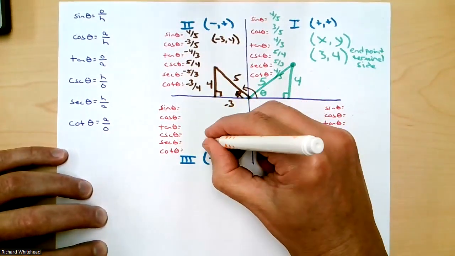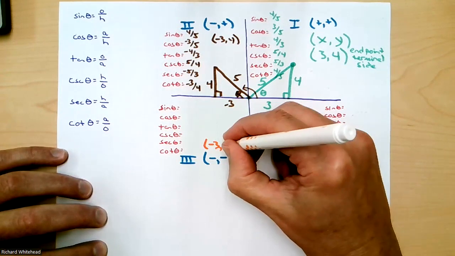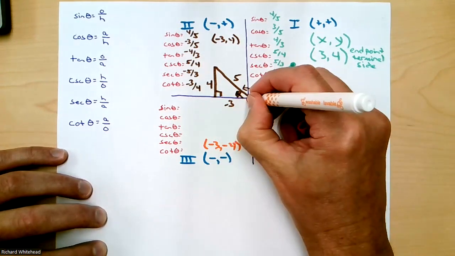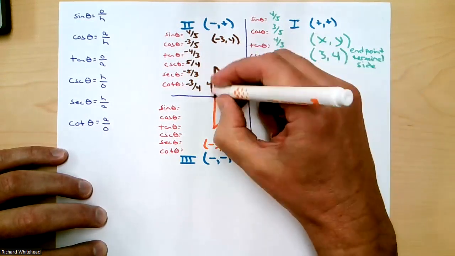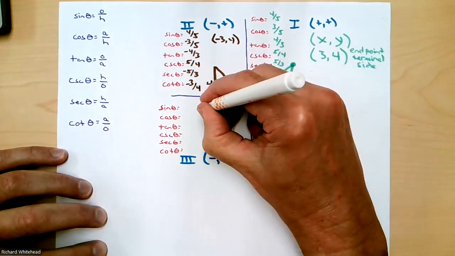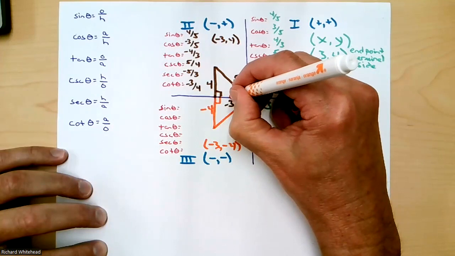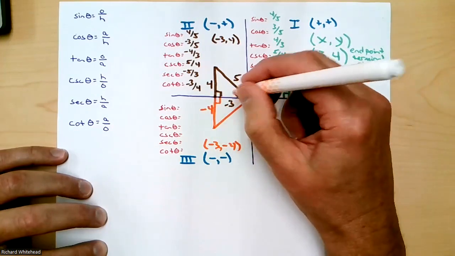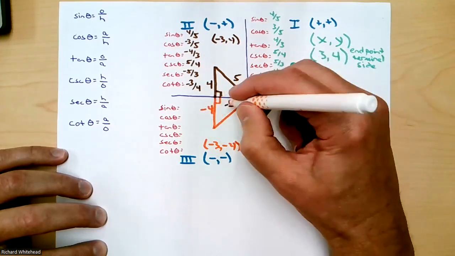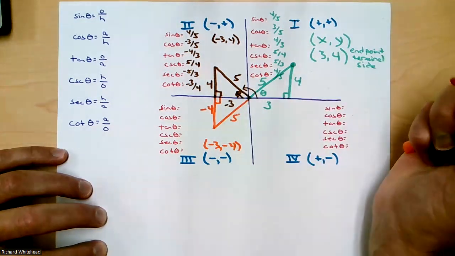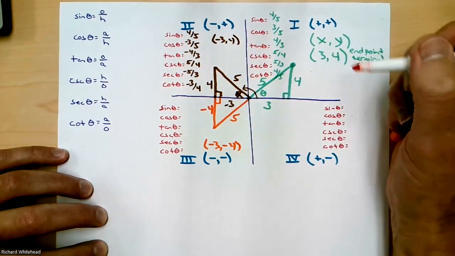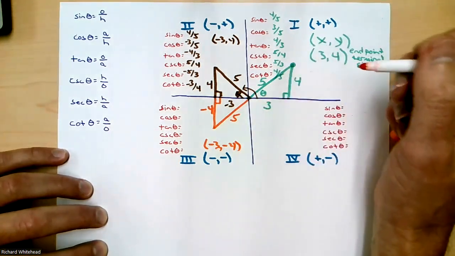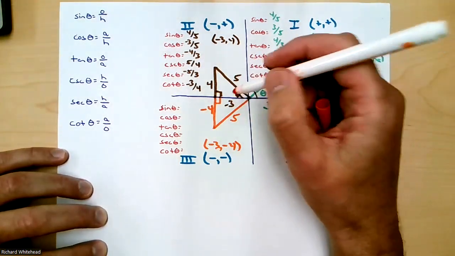What if we did the same thing for (-3, -4)? So (-3, -4), now we're out here. I do the Pythagorean theorem, square the negative. The hypotenuse turns out to be positive. Whenever we're doing these problems, the hypotenuse is always going to be positive. So, oh, we do the same thing again.